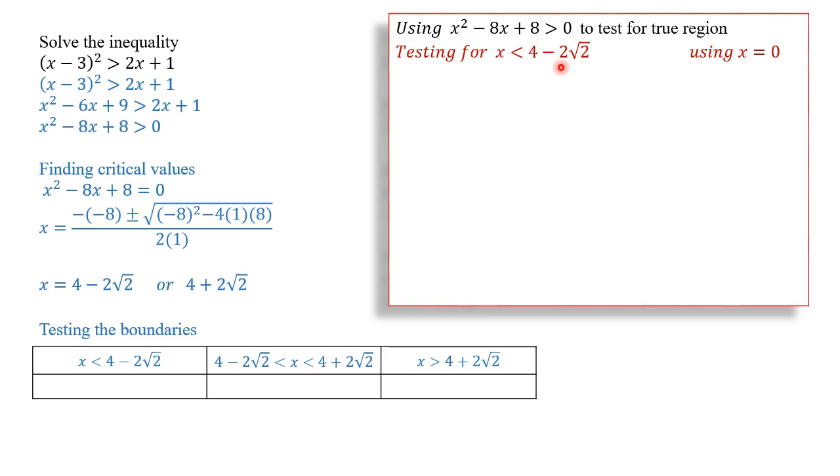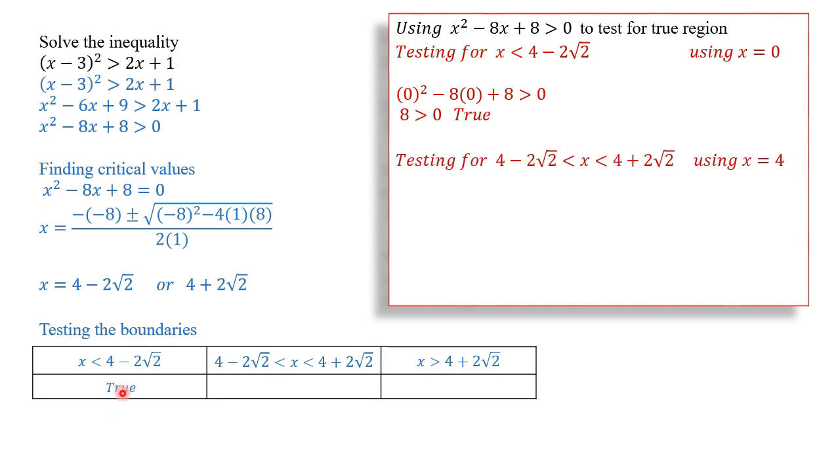Right, so you can now use x equals to 0 here into this inequality. So you see that it's 8 greater than 0 here. So 8 greater than 0 is a true region. So this makes this region to be what? To be true. Alright, so now we test for the next region here. So the next region is 4 minus 2 root 2 less than x less than 4 plus 2 root 2 here.